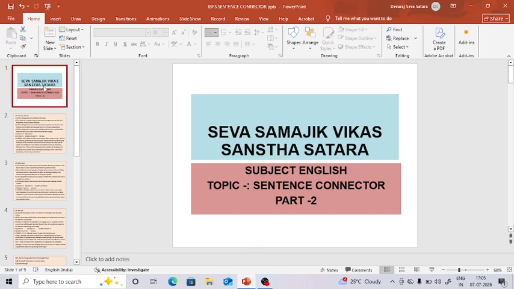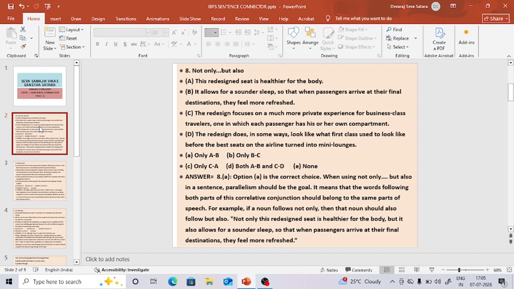Today we are going to discuss the second part of our topic, sentence connectors. In the last video we had discussed a few connectors and how we usually use them to join sentences. Today we are going to see some other connectors, the conjunctions which we use to join sentences.